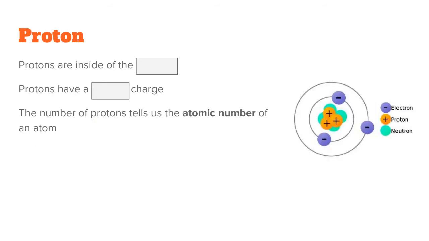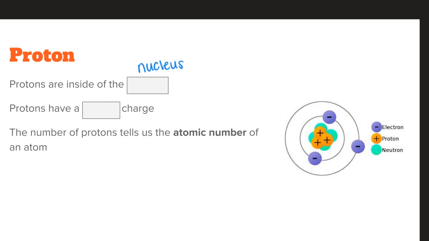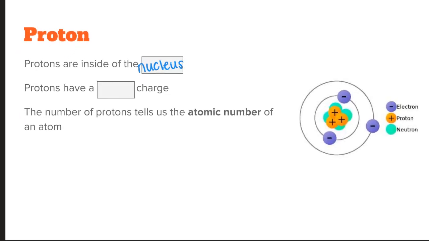Okay, so the first part of the atom we're going to talk about is the proton. Remember, protons are inside of the nucleus, so they're in the middle. And protons have a positive charge, as I'm sure you can tell from the drawing over here, the model. The orange represents the proton. So this is a proton, this is a proton, and this is a proton. Notice they're all in the middle in the nucleus.